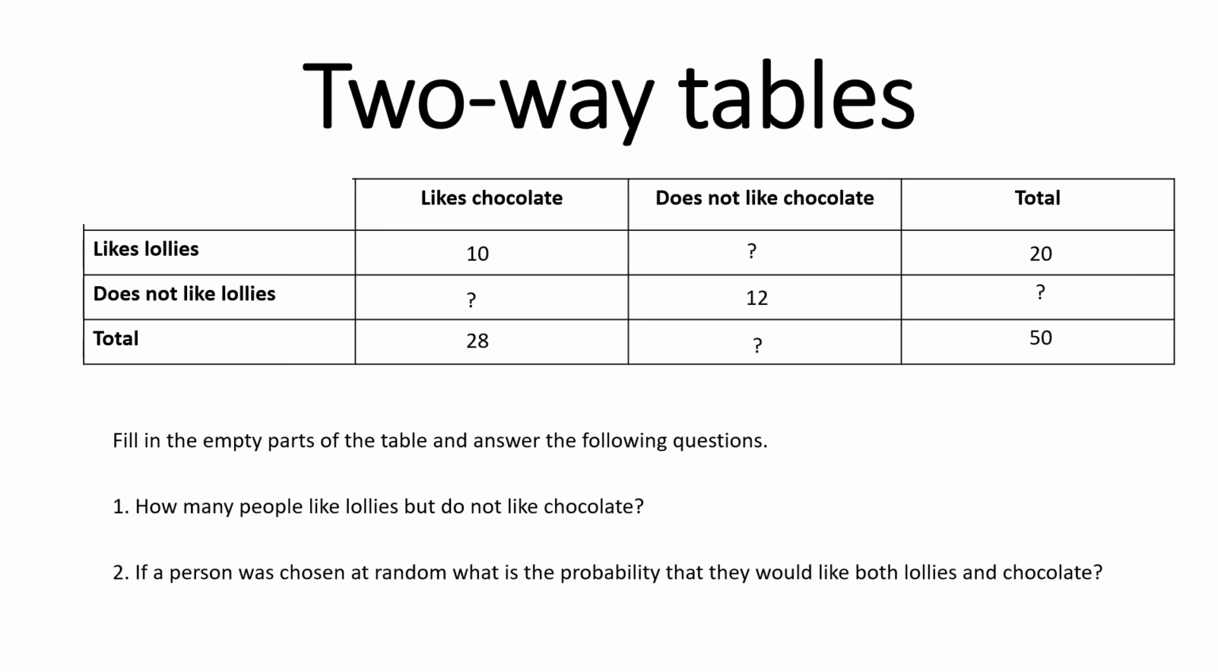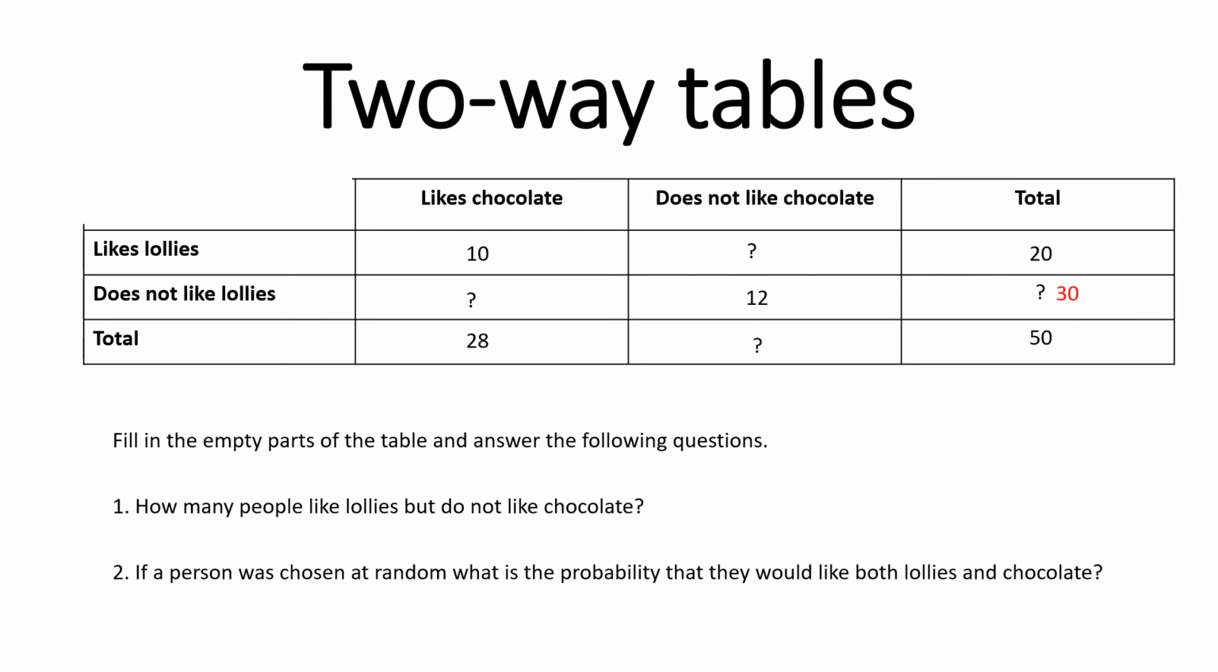The way I do that is that I look for columns or rows that are only missing one value. So if we look at our last column, our total column, we can see that we have 20, question mark, and 50. So that means that 20 plus something will equal 50, because 50 is in the bottom and that's the total of the whole table. And we know that 20 plus 30 equals 50.